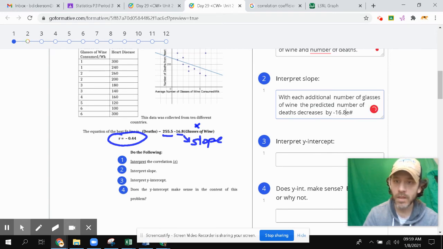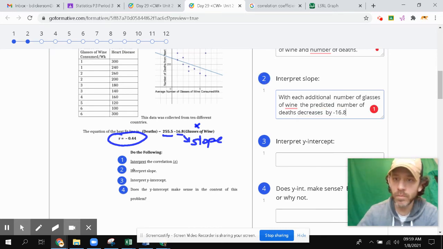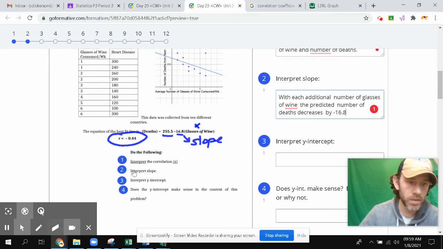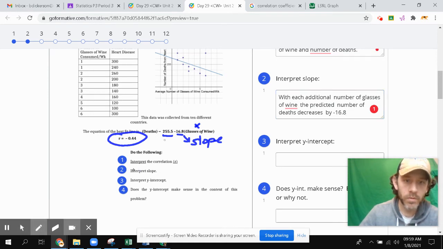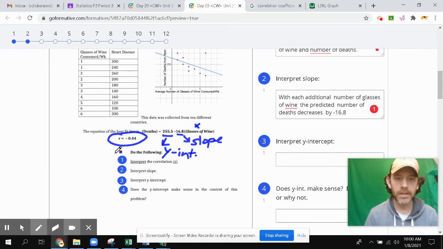Okay, done. We identified the slope, we wrote the sentence, that's it. We adjusted the things that we needed to adjust. The next part was this y-intercept, right? That's the number that's by itself. Okay, that's always how it's going to be, no matter the order, right? So if y-intercept's 255, you can even see that on the graph, right? That would be right here.